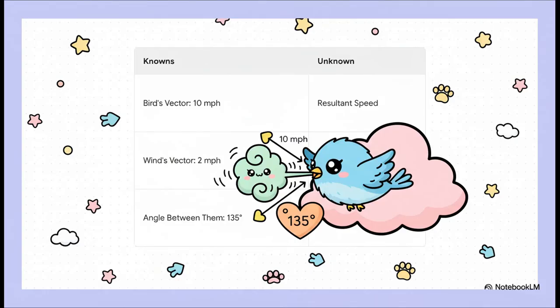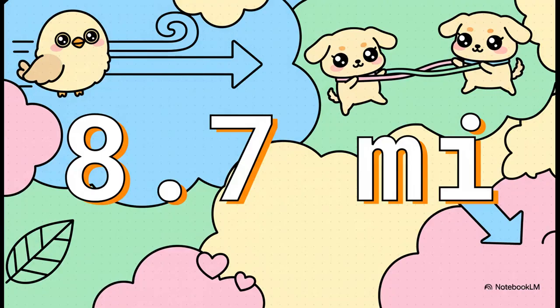We know the bird's force, that's 10. We know the wind's force, that's 2. And we know the angle between them is 135 degrees. That's it. We have everything we need to find the real, true speed of that bird. And after you run the numbers, the answer is about 8.7 miles.